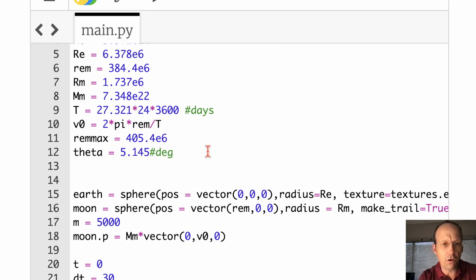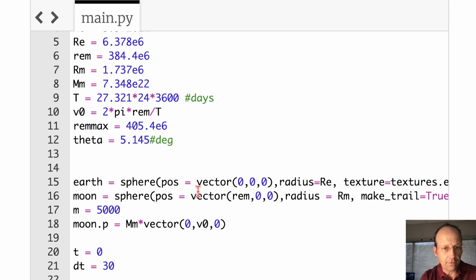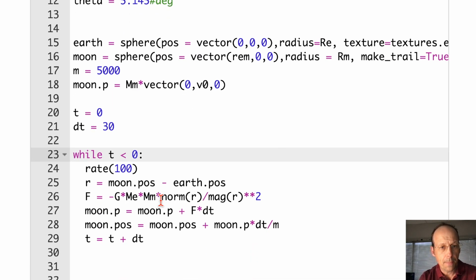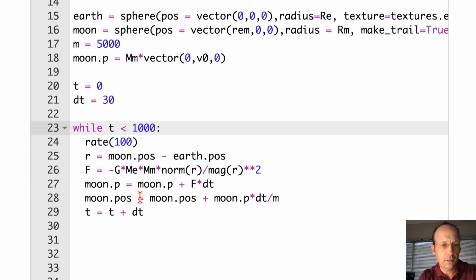I must have the wrong velocity. 2 pi r divided by T. T is 27 days times 24 hours times 3,600. That seems right. Masses are right. Mass of the moon, radius, dt. Let's do this for 1,000 seconds. Let's see what happens. And let's print.